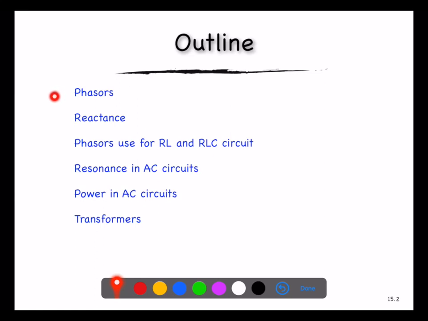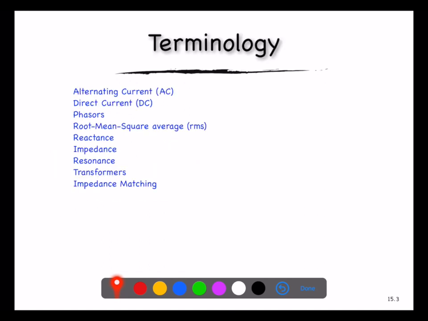That will allow us to generalize our understanding of resistance to a more general form called reactance, and then we can combine the reactance of inductors, capacitors, and the resistance of resistors in a general thing called impedance. That's all we'll cover in this video. Further work using phasors to analyze RL and RLC circuits will be the topic of a different video.